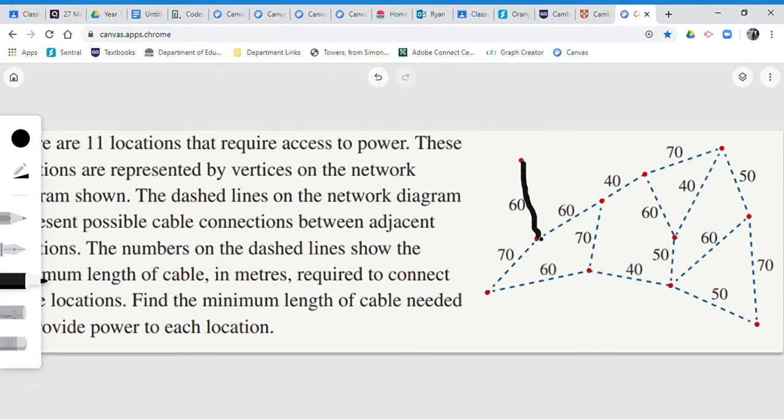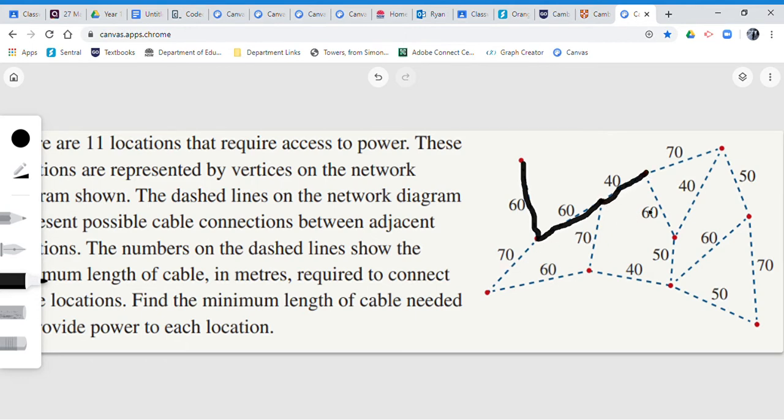You're going to use Prim's algorithm to make your decision. Instead of drawing it out today, we're just going to look at it and do it visually. Between 60 and 70, which one of those two is the smallest number? It's going to be 60. Between 40, 70, and 70, what is the smallest number? 40.